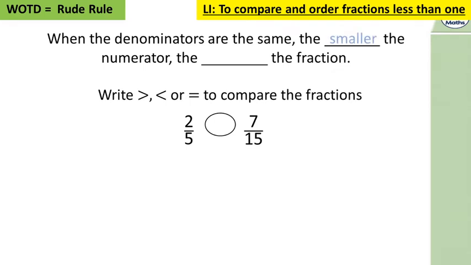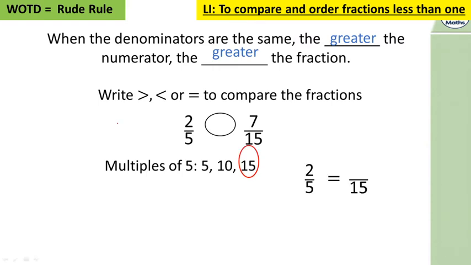Remember, when the denominators are the same, the smaller the numerator, the smaller the fraction. The denominators are not the same. So here we're converting. We need to convert this fraction into 15ths so we can compare them. The denominators need to be the same, so you can compare them. So to get from 5 to 15, you multiply by 3. Rude rule, whatever you do to the bottom, you do to the top. So 2 times 3 is 6. So what we're actually doing is comparing 6/15 to 7/15. So 7/15 is larger.